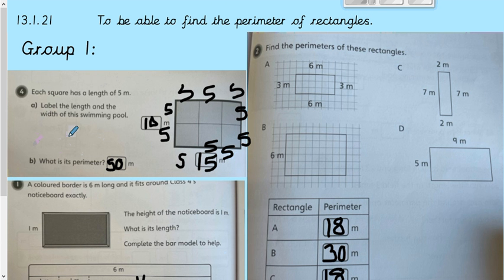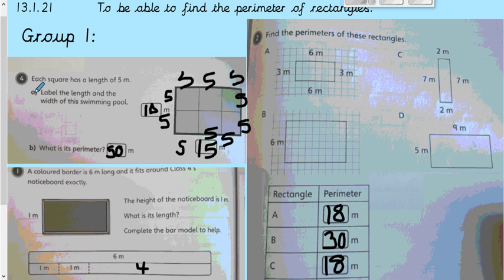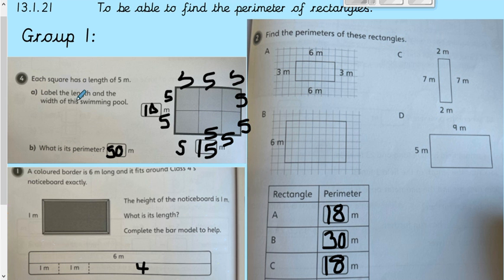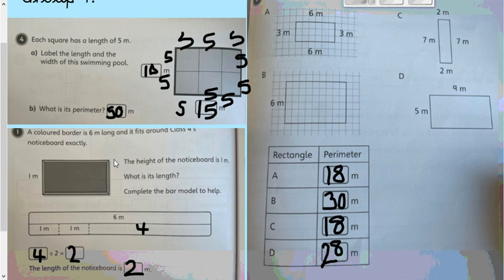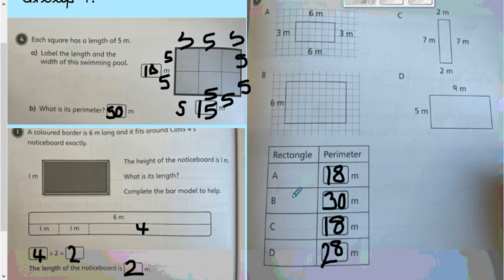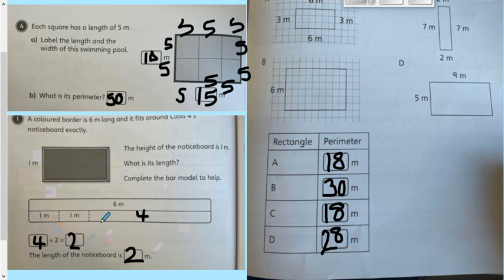So group 1, number 4A, where you had to label the length and the width of the swimming pool, it would have been 10 meters because each square, the length was 5. So the length would have been 15, sorry, 15 is down here, and then the width is 10 because it's 2 times 5. And then the perimeter is 50 because you add all the 5s up together. This one over here, where you had to fill in this table, A was 18, B was 30, C was 18, D was 28.